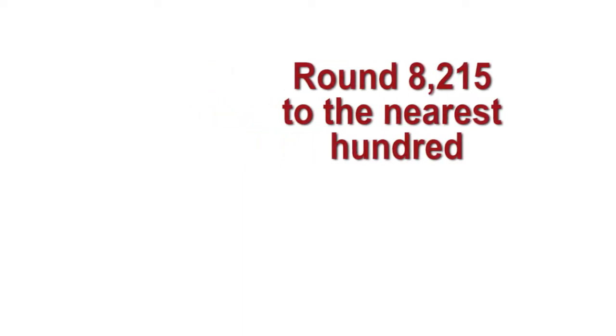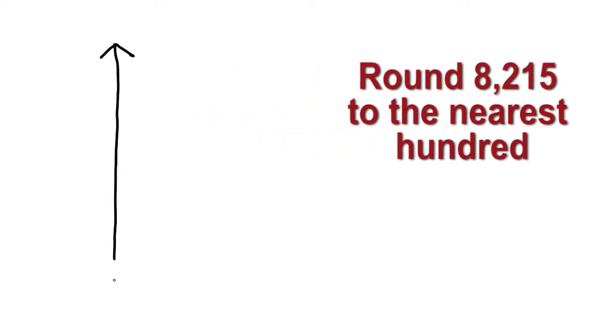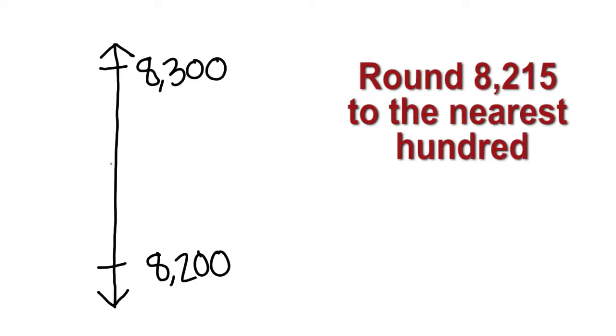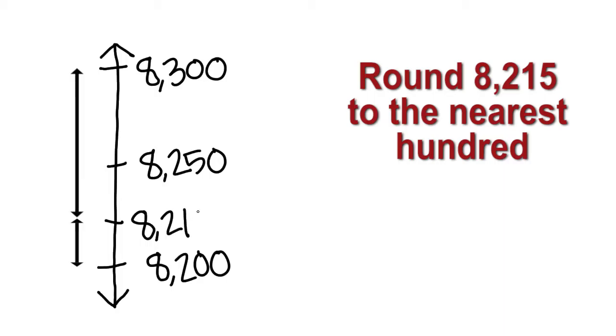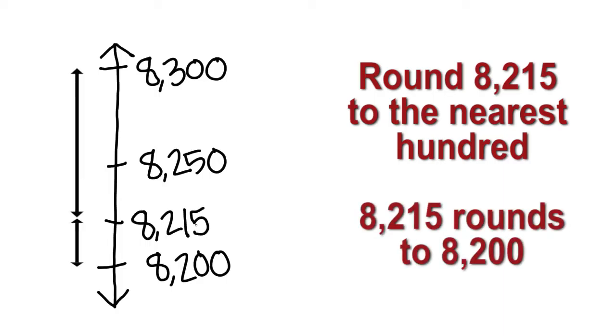My number is 8,215. I can think of the hundreds closest to it. 8,200 and 8,300 are closest. The next step is to find what number goes in the middle of the two. 8,250 can then be marked on my number line. 8,215 goes below 8,250. So 8,215 rounded to the nearest 100 is 8,200.